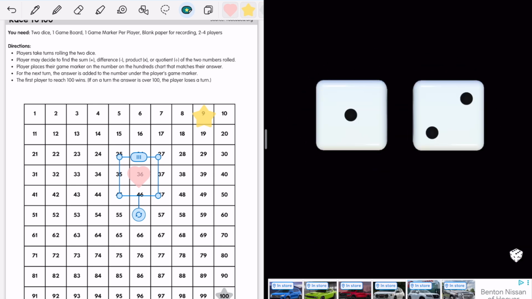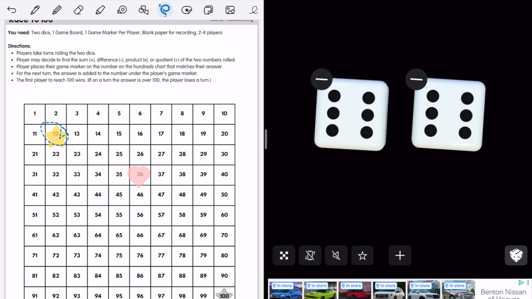Okay, next I roll again. So I get a 1 and a 2. So looking at this, multiplying would only get me the answer of 2. So I am going to choose to add these two and get 3. For this turn, I get to add these to what I had previously. So in this case, I'm going to move this game marker. I'm going to add 3 to 9, and that's going to get me to 12.